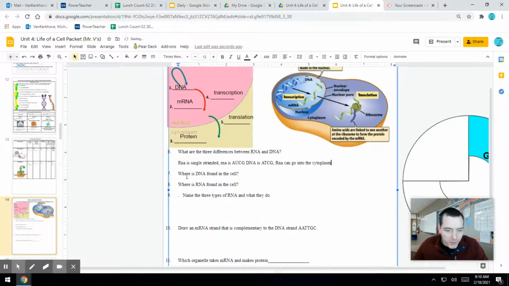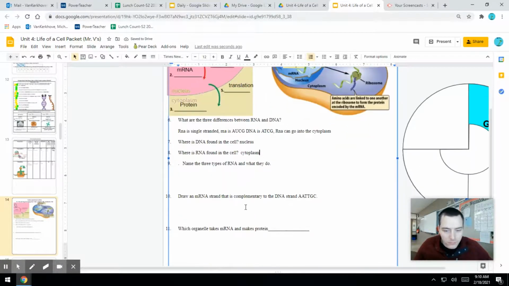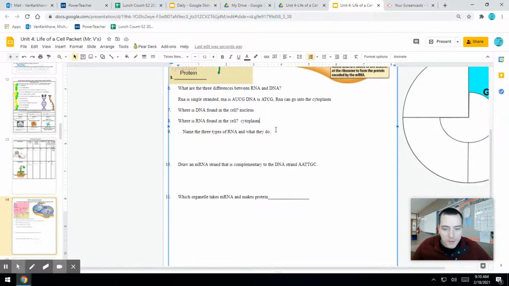So that leads us to number 7. Where is DNA found in the cell? Nucleus. RNA, cytoplasm. Name the 3 types of RNA. Remember, we have tRNA, we have rRNA, and mRNA.